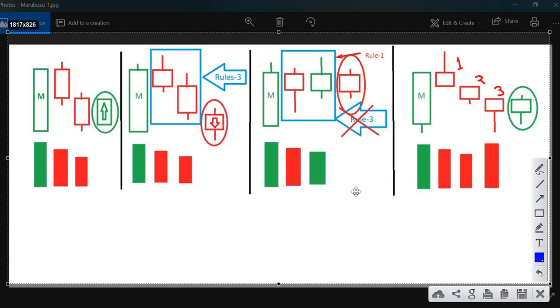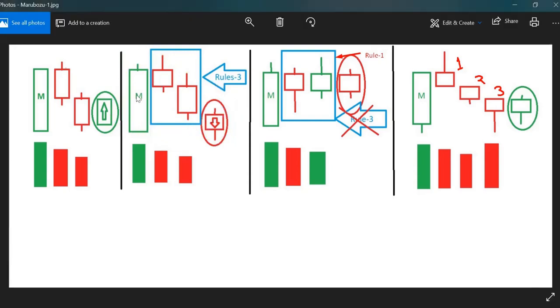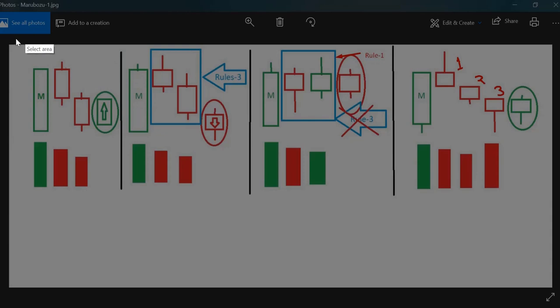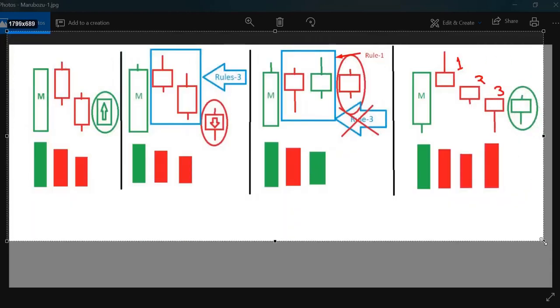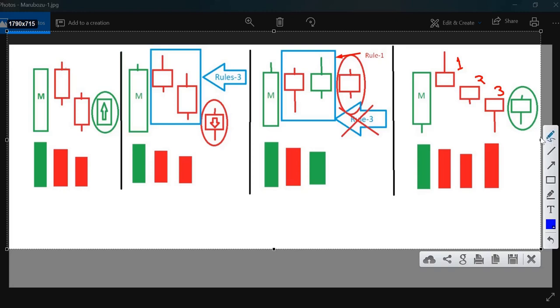Again, if we apply rule number 1, volume is validated, wicks are the same. That's why the next candle is red. Okay, here rule number 3 and rule number 1 are working. Here Marubozu rules are not working, but actually here Marubozu is working, but Marubozu reacting to another Marubozu, the rules work differently.